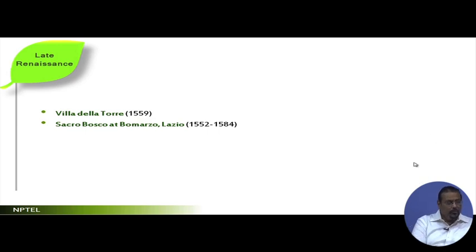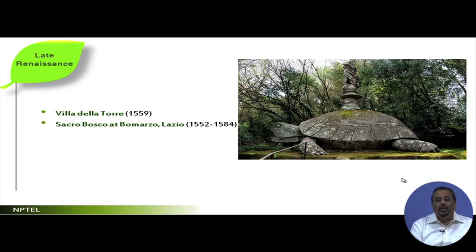Sacro Bosco at Bomarzo, Lazio. Here all those cultures and this kind of stuff started coming in. Very interesting. These cultures, when placed somewhere, not very orderly maybe, became one of the attraction elements in the whole landscape styles. So friends, so far I have discussed the progression of the Italian landscape styles through different Renaissance periods, early, high and late Renaissance.